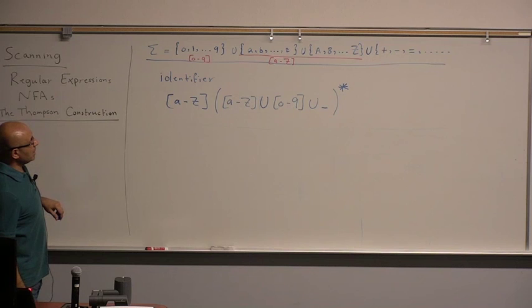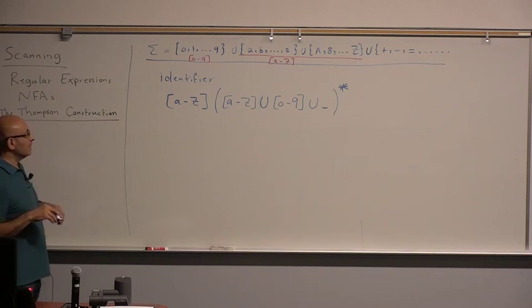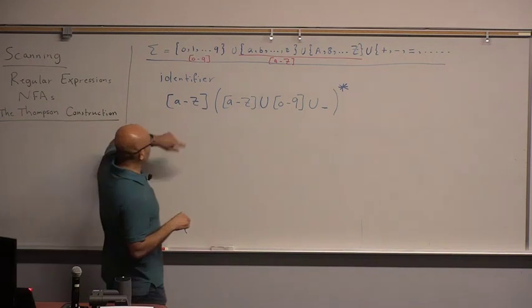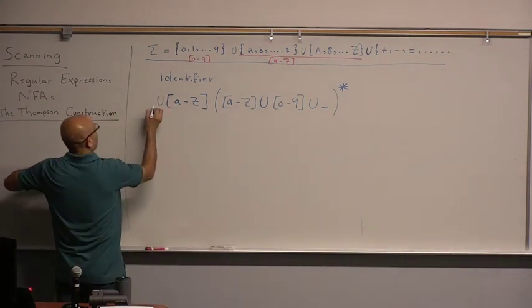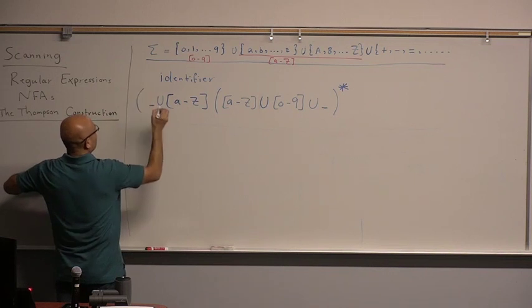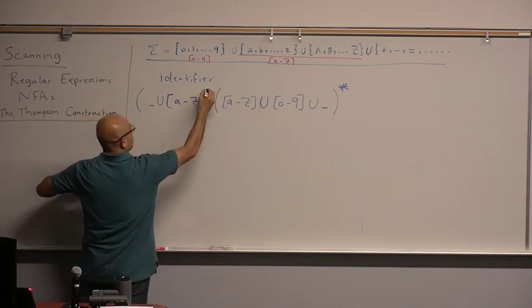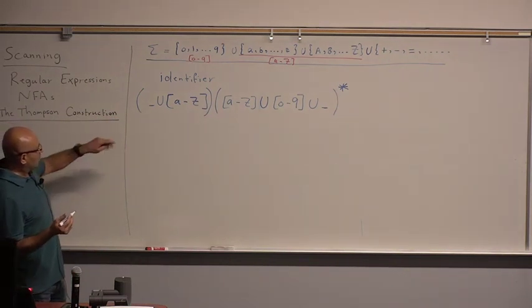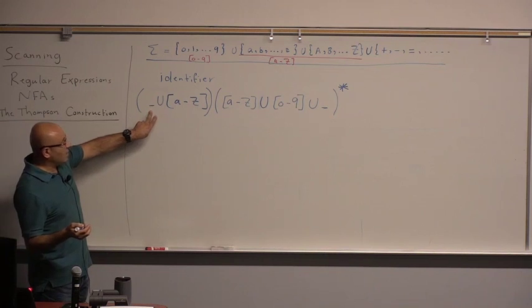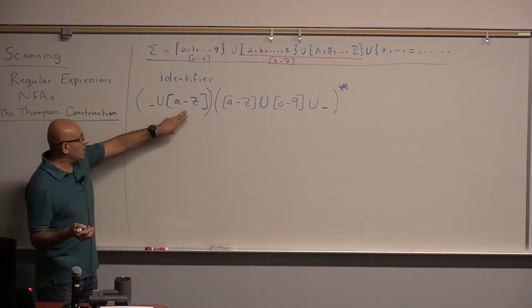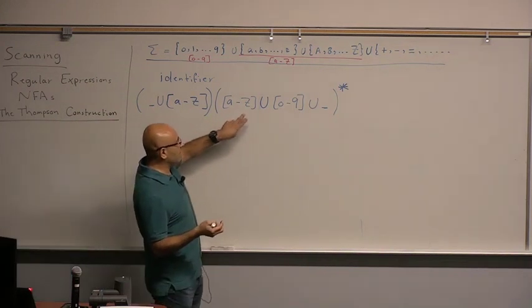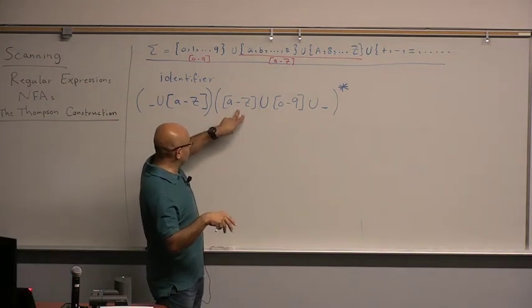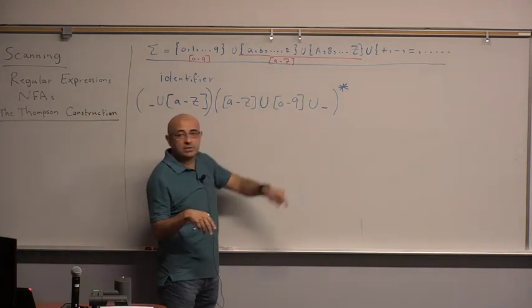Well, in fact, in C and C++, you can start with an underscore too. So if you want to do this, you should add underscore. But it doesn't matter. Again, we're not discussing what should be allowed and what shouldn't. We're just implementing the specs that we are given. Here we are allowing an identifier to start with an underscore or a letter. Then after that, we can have as many letters, numbers, or underscores as we want.